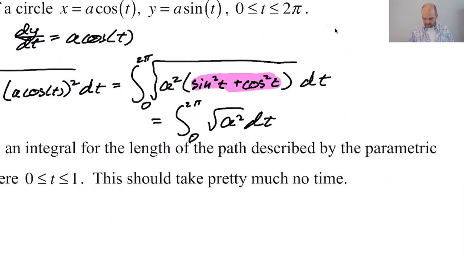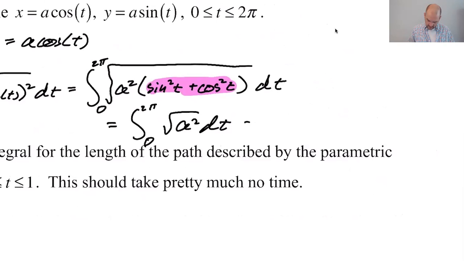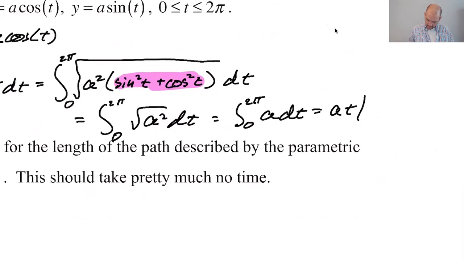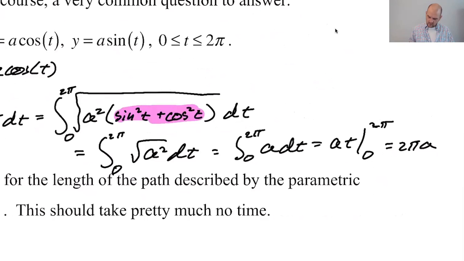dt squared, a is, I guess, greater than 0. So we're going to say this is the integral from 0 to 2 pi of a dt. So that's a t from 0 to 2 pi, which is 2 pi a. Well, does that make sense?